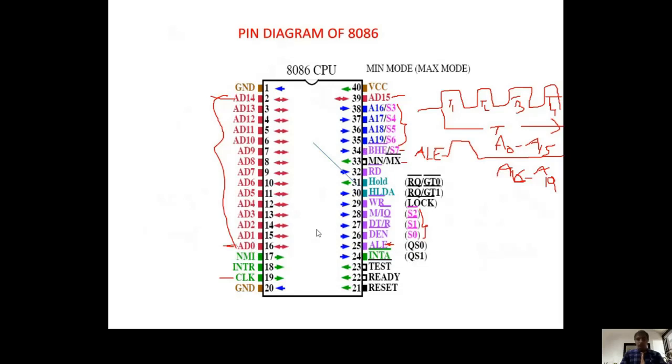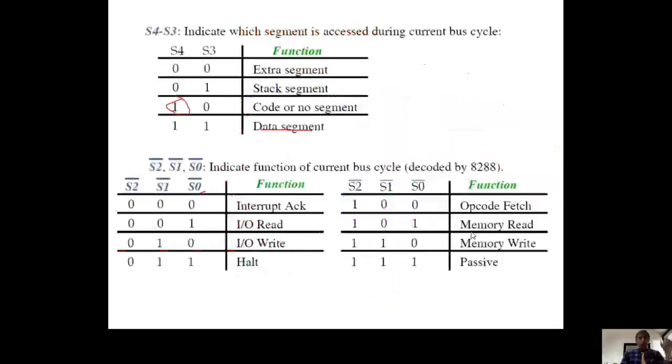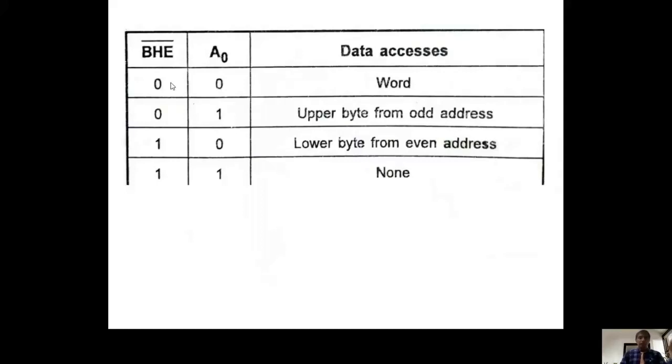See here, based on the BHE bar and lower address line A0, the processor performs many functions. Let us see what those are. For example, if BHE bar is 0 and A0 is also 0, then the processor is accessing a whole word, which means the complete 16-bit data will be accessed by the processor.